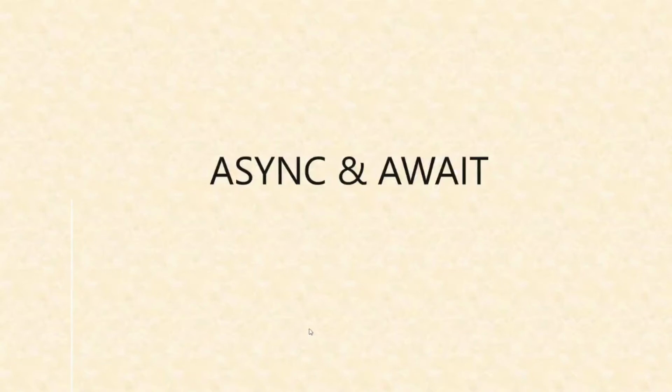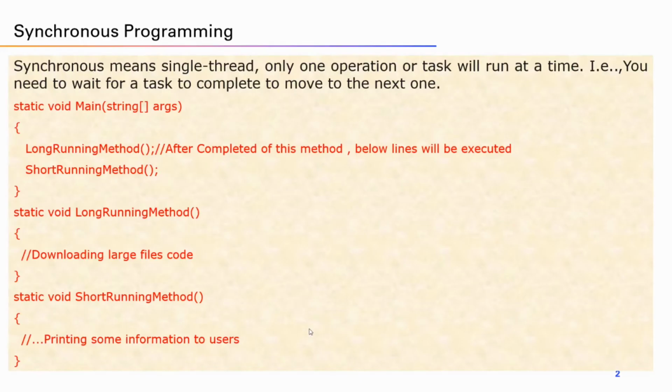Hi all, let's see asynchronous programming in C#. Before seeing asynchronous programming, let's see what synchronous programming is. Synchronous means single thread, only one operation or task will run at a time. That is, you need to wait for a task to complete to move to the next one.